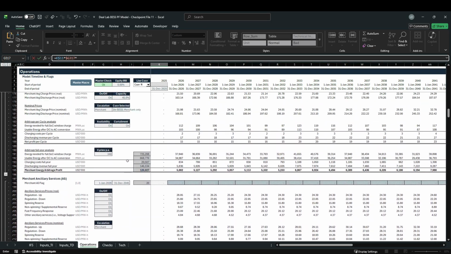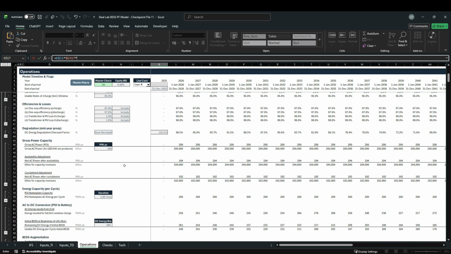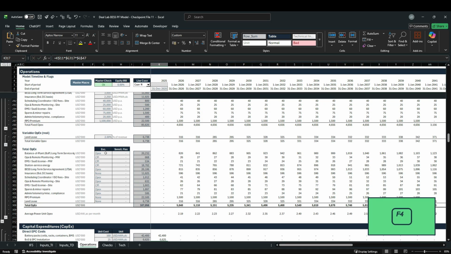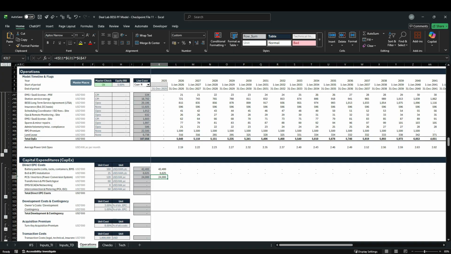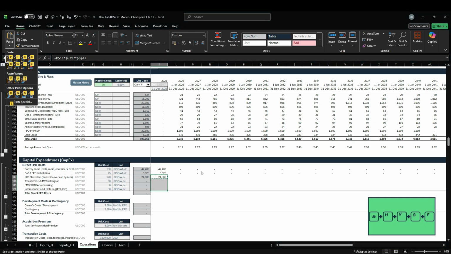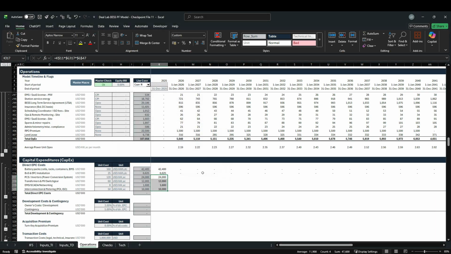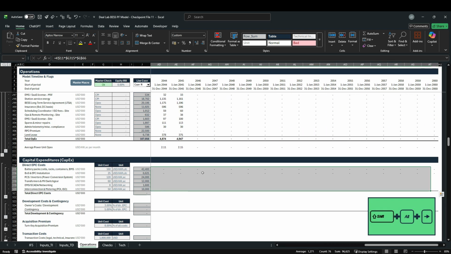Scroll back up to our power section. And the gross power capacity at the point of interconnection is going to be 200 megawatt AC. So let's pick up G47, hit F4 once, and hit enter. You can see that our power conversion system is going to cost $24 million versus the battery packs that cost 42.4. Copy this and paste special the formula only, Alt HVS F. And let's drag all of this over, Control R.